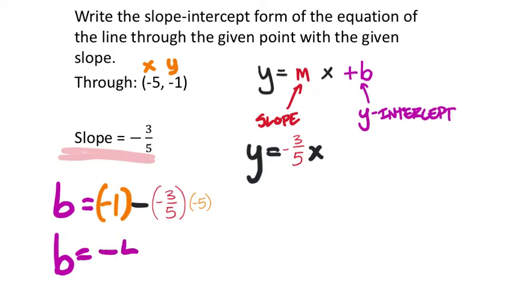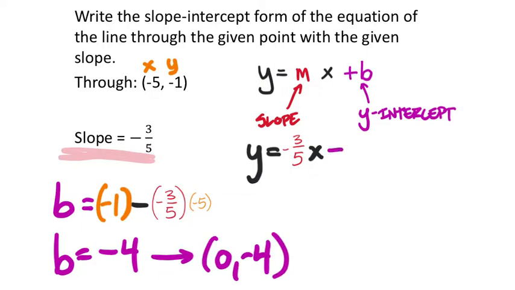So negative 4, again as an ordered pair, that would have been 0, negative 4. But we don't want the ordered pair right here. We just want the y-intercept, which is negative 4. I put this in as minus 4, and that's it.